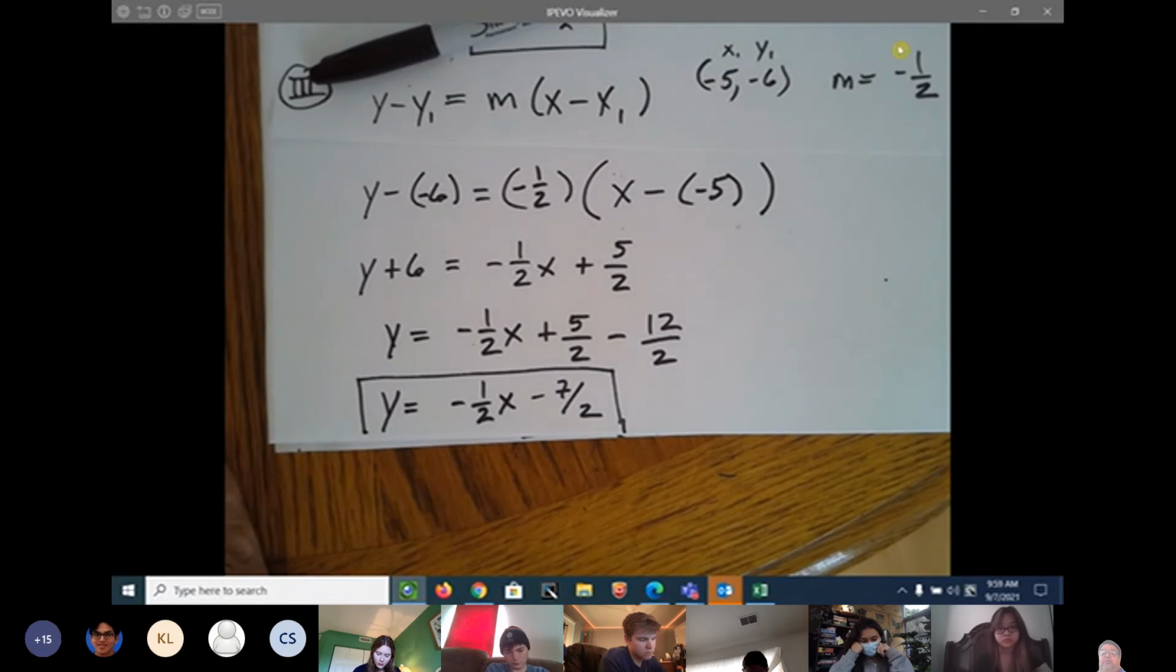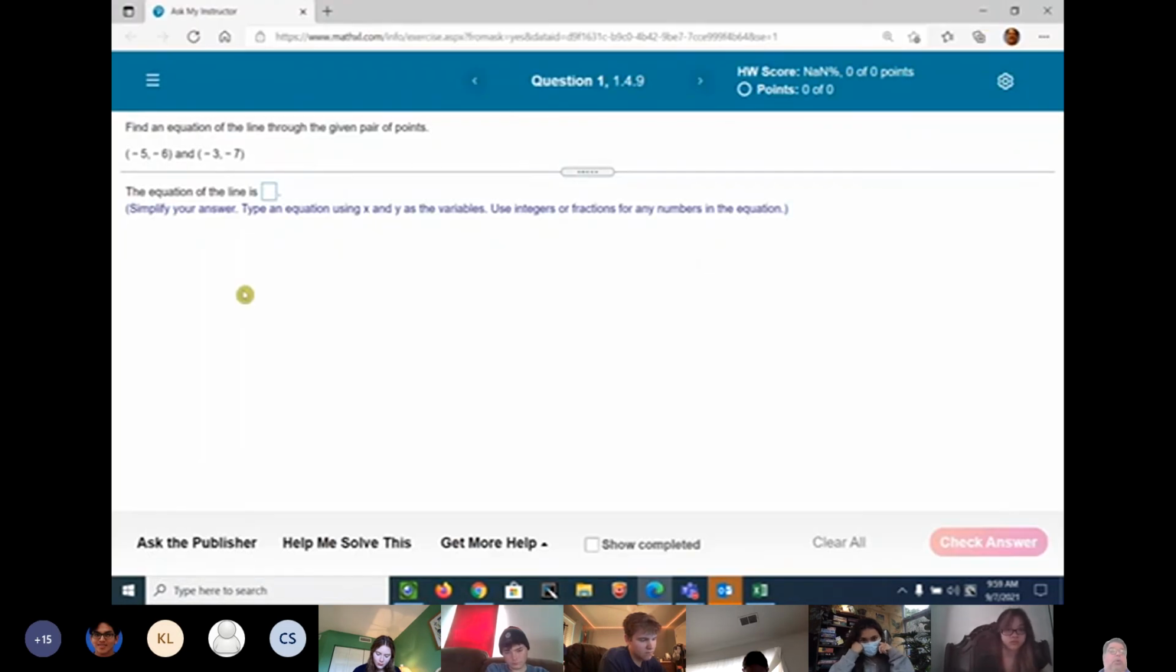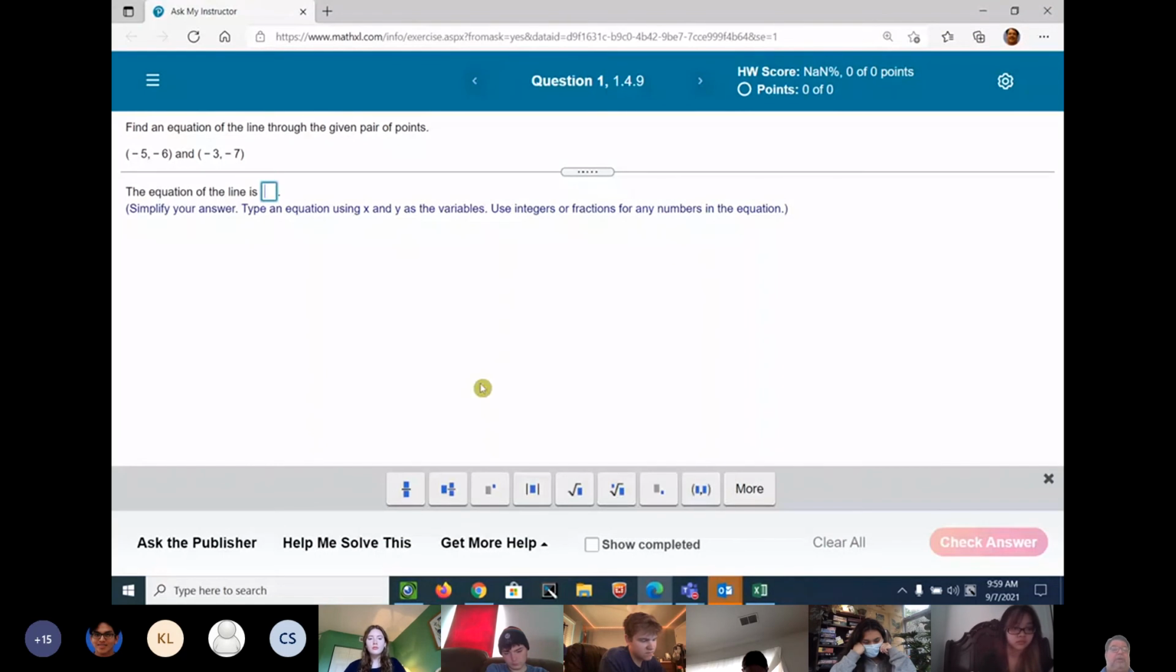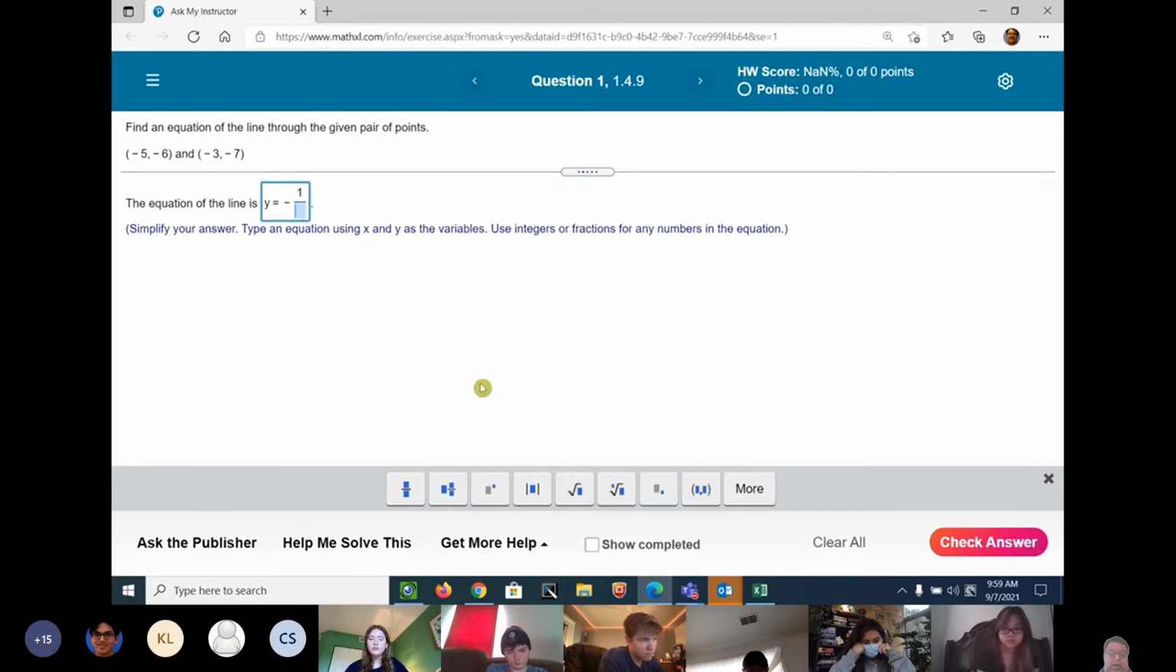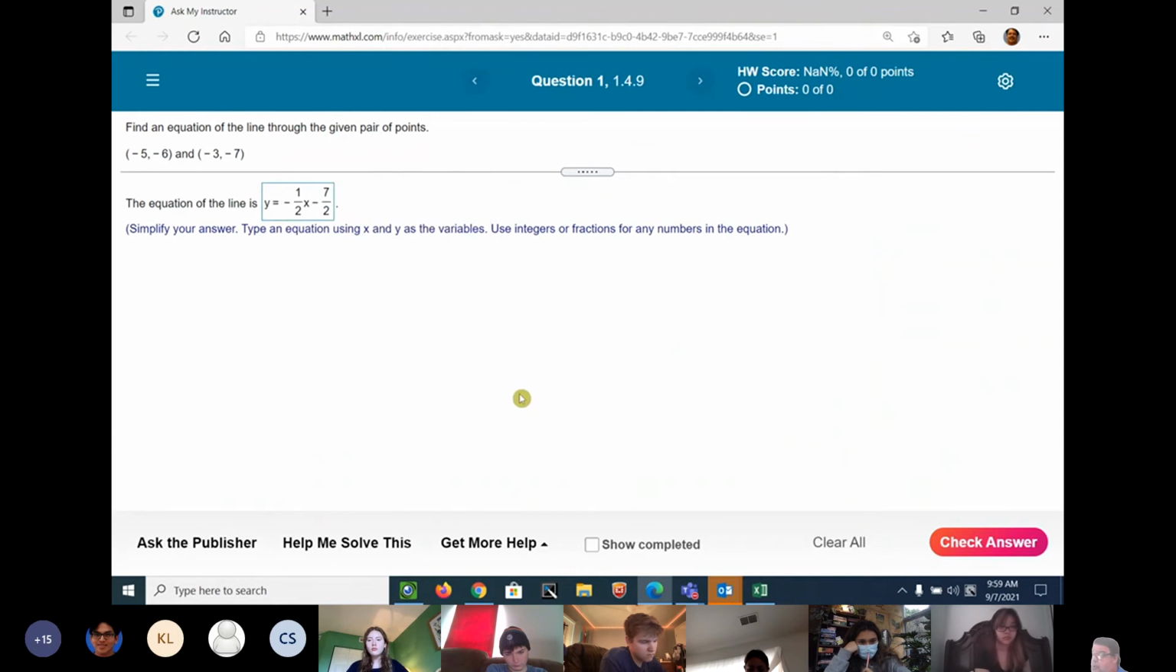I don't know what they're even asking for in the problem. The equation of the line, y is equal to, I'm going to use y, is equal to negative 1/2 x minus 7/2. Ooh, that's incorrect. So I must have done some math wrong somewhere.